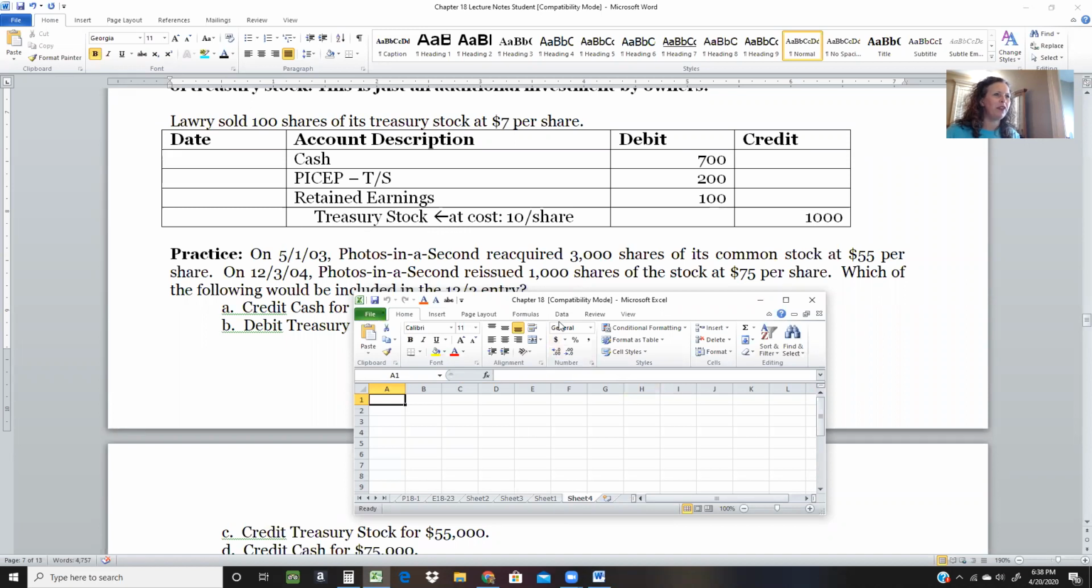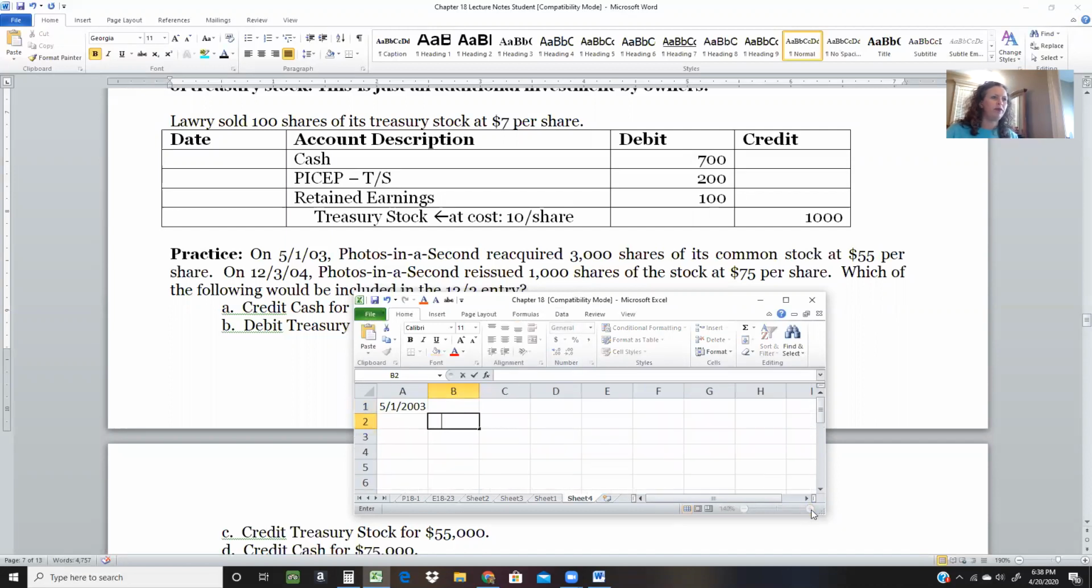The original entry on 5/1/03 says we reacquired 3,000 shares of our common stock at $55 a share. I know that's really little, I'll make it bigger. So cash, $55 a share, 3,000 shares, and treasury stock. That would be the entry on 5/1. And then our entry on 12/3/04 says we're going to put 1,000 of those shares back in the market at 75. So I do know my cash is 1,000 shares at 75, and my treasury stock needs removed at cost.